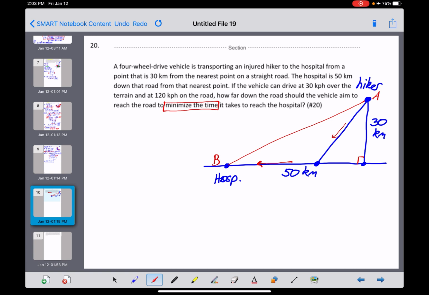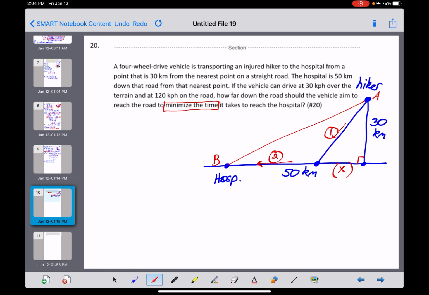Okay, so there's basically two legs of this journey right here, guys. I'm going to call this leg 1 and this leg 2. We need to figure out the time it's going to take for leg 1 and leg 2, add those times together, and then minimize that overall value. Okay, so here we go. Now the question is asking us, how far down the road should the vehicle aim to reach the road? So I think what we're really doing here is looking for a value that we're going to call X. And if we can find the value of X, that's basically the answer to our problem.